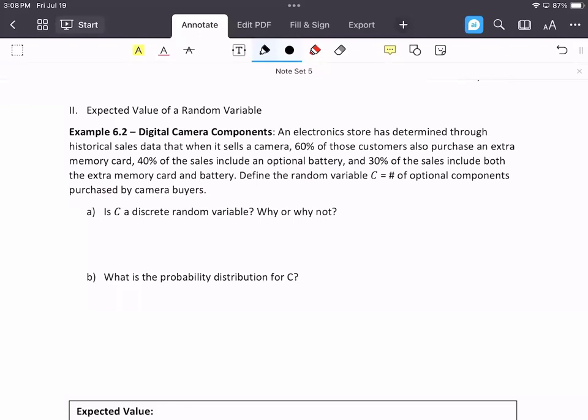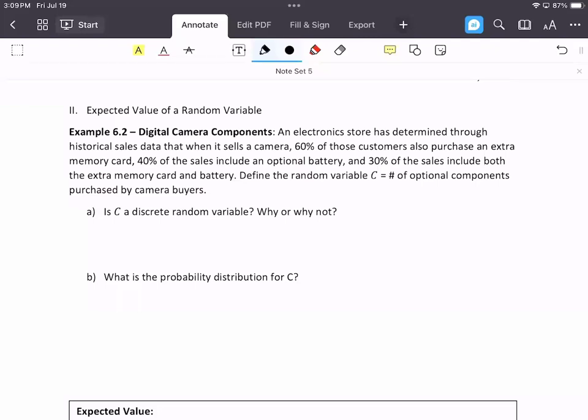So looking at digital camera components, an electronics store has determined through historical sales data that when it sells a camera, 60% of those customers also purchase an extra memory card, 40% include an optional battery, and 30% of the sales include both. We're going to define the random variable C as the number of additional components purchased by camera buyers. We're going to also assume that if they did buy an extra component, they only bought one. So they only bought like one optional battery or one optional battery and one memory card, extra memory card, but they didn't buy multiples of any of them.